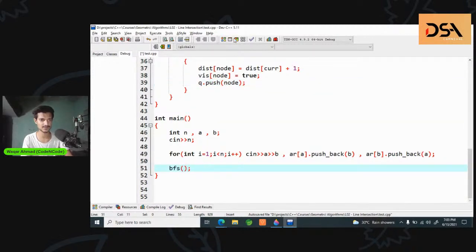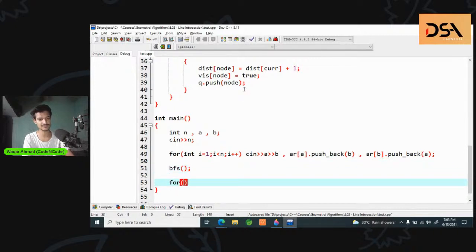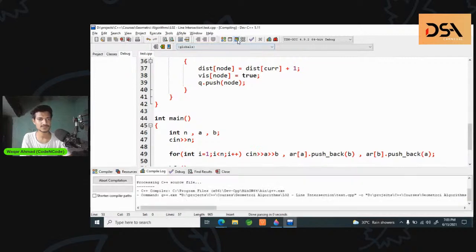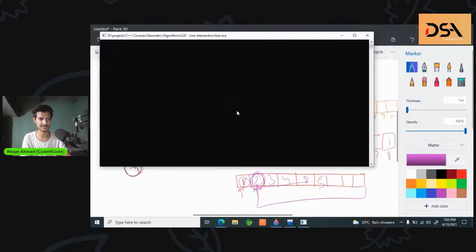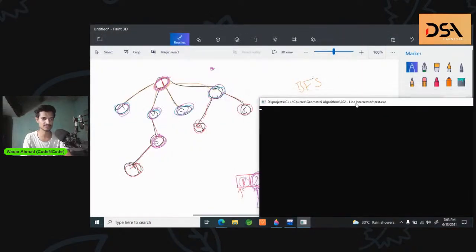I don't know whether there will be some errors or not. After that, let's print the distance of each node. Okay, let's see if we get any error. Okay, cool. Till now we are not getting any error. So let's run BFS on this same graph.